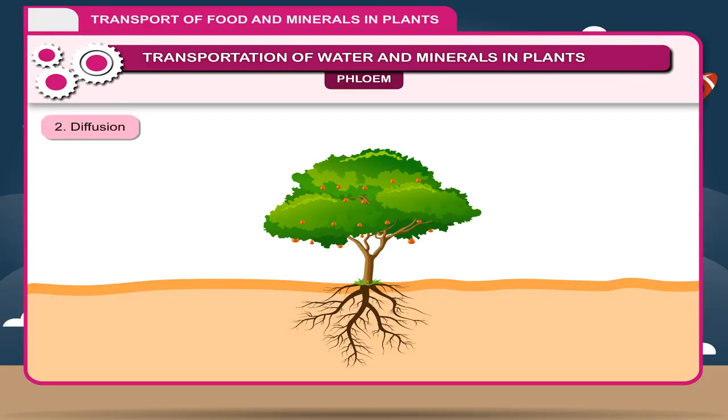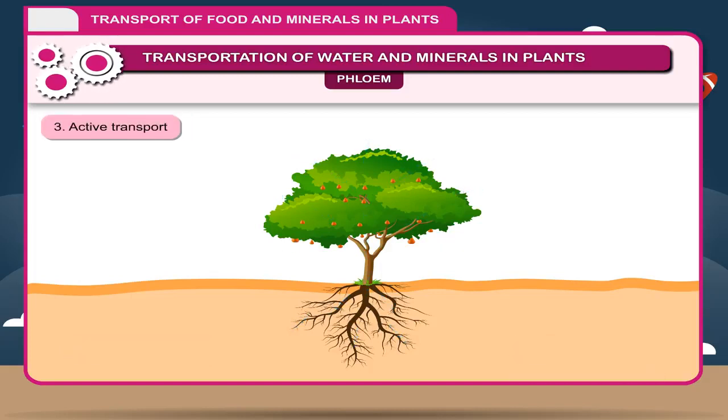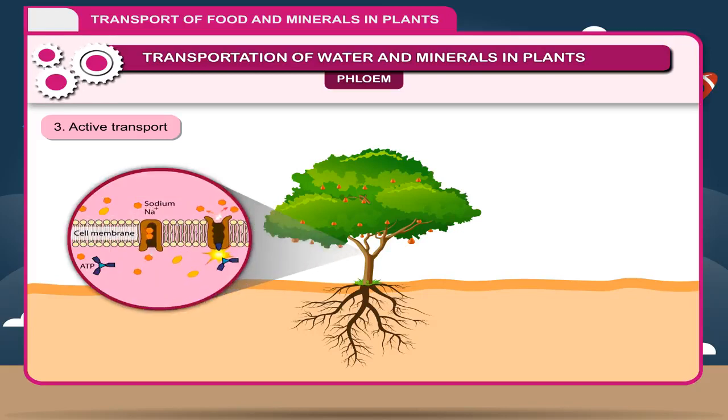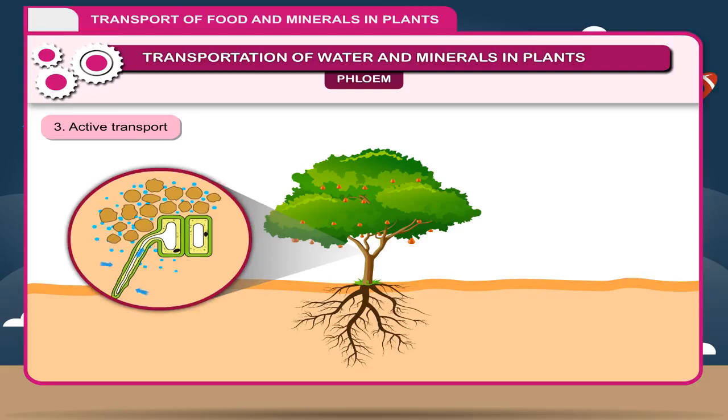2. Diffusion. It involves the movement of any molecules, solid, liquid or gas, from the region of higher concentration to the region of lower concentration. 3. Active transport. It involves the movement of substances from a less concentrated region by utilizing energy in the form of ATP. Mineral salts are absorbed by the roots through active transport.